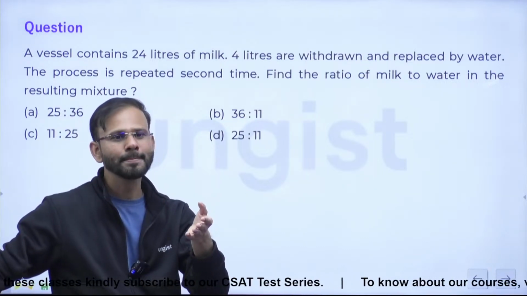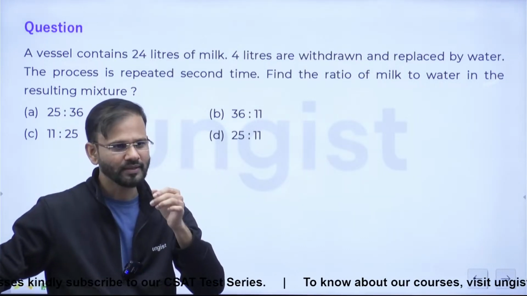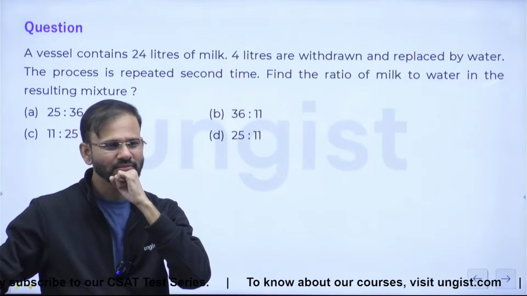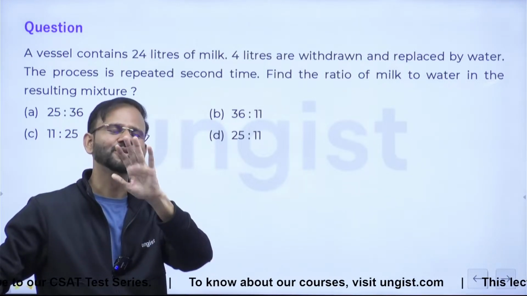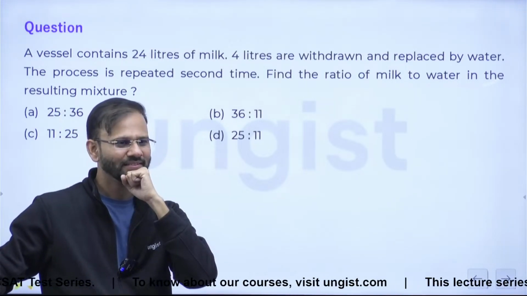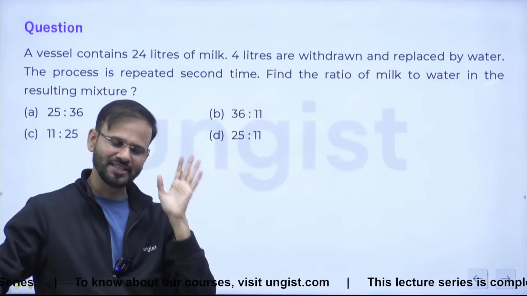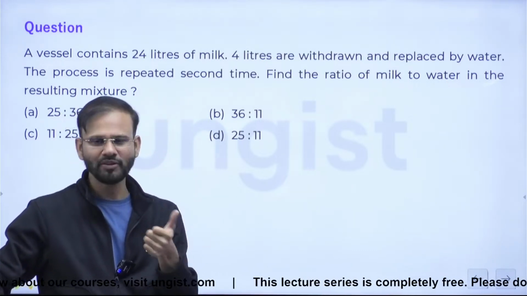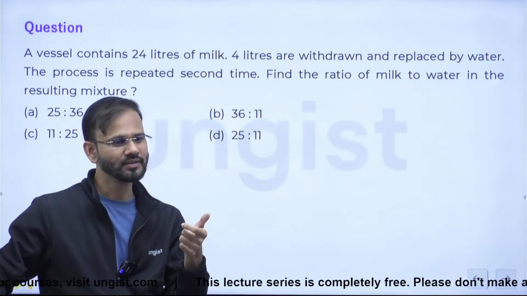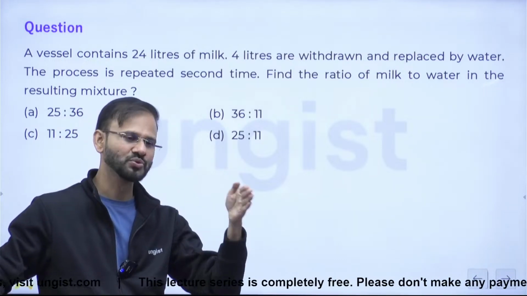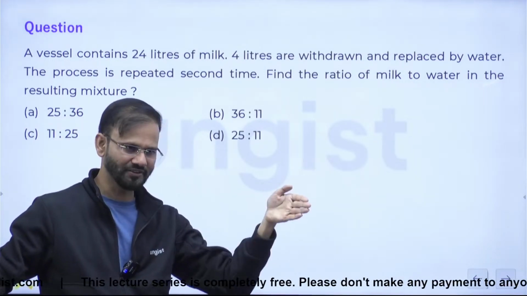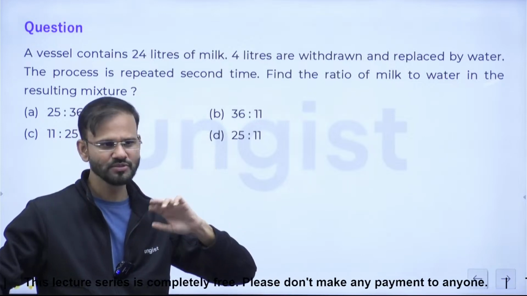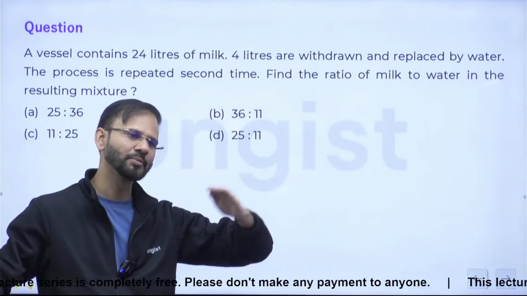Yes. No problem. 4 by 24 is 1 by 6. Good. Then the initial value will be considered as 6. Then 6 will be reduced to 5. So 6, 5, and then the operation is done 2 times, so the powers will be 2. So 36 will become 25.